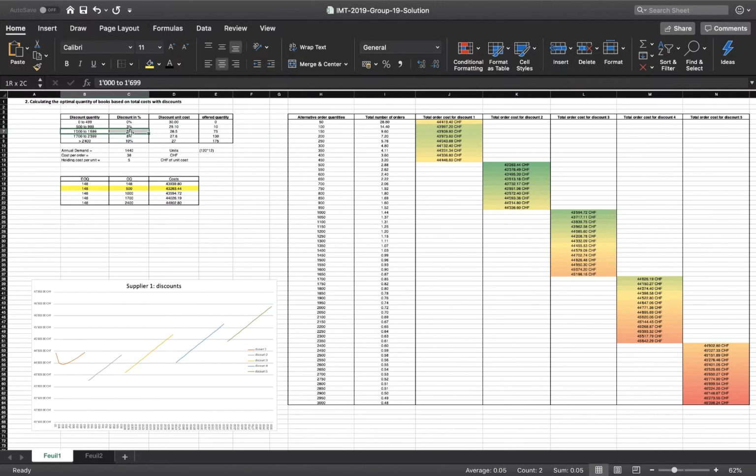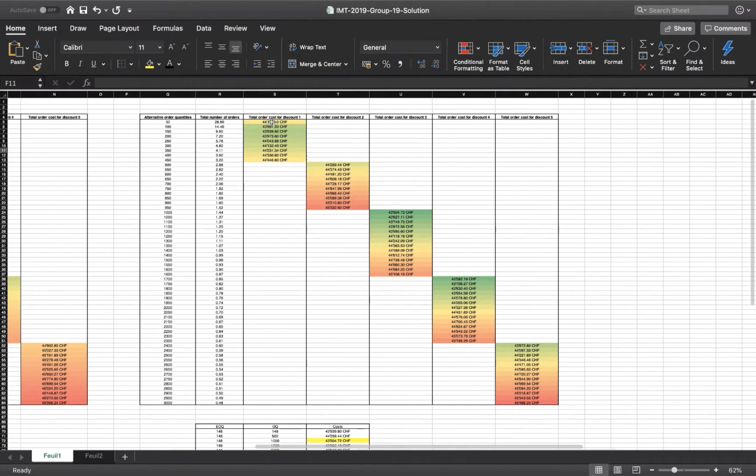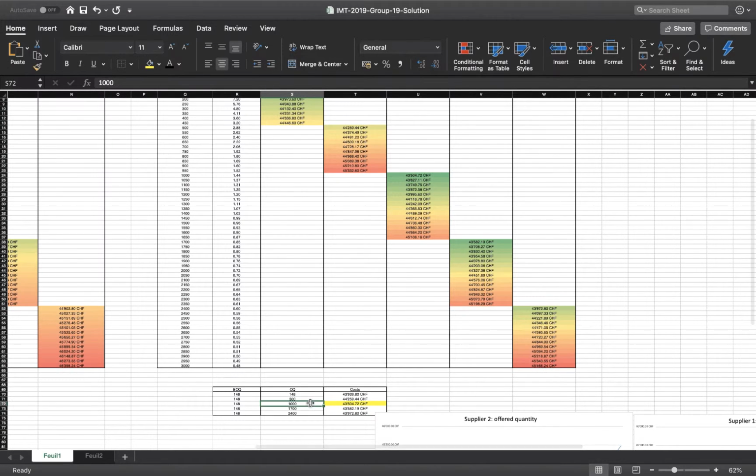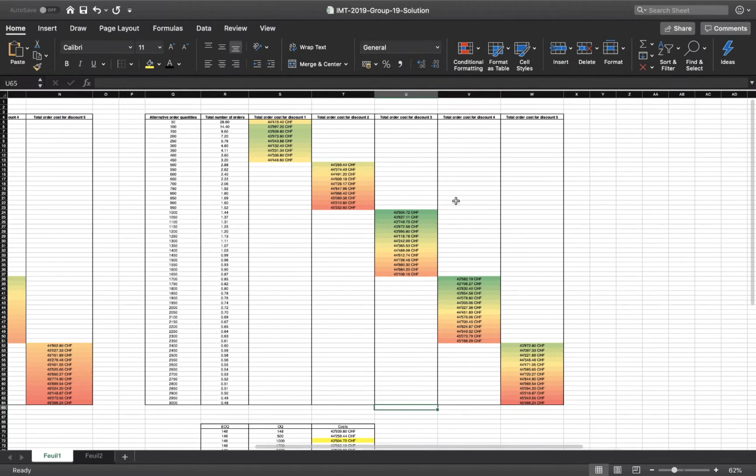For the third interval, from 1000 to 1699, there is a reduction of 75 books. For the calculation, Schmidt used an adapted formula here. He assumes that the supplier sends invoices for a reduced quantity, which results in a minus in the formula, just here. So, the optimal order quantity for supplier 2 is 1000, this one, lying within the third interval, this interval.